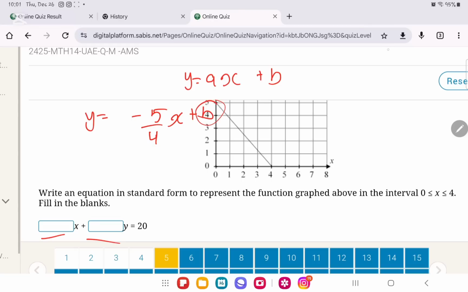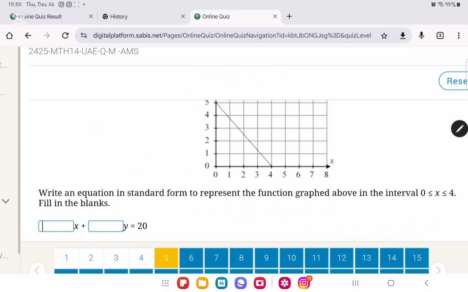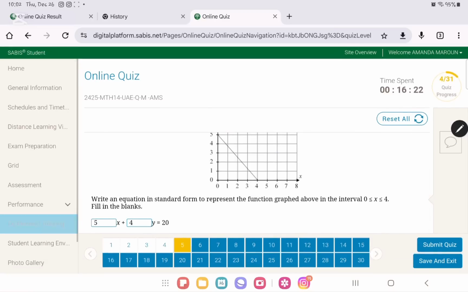So what possibly they have done is that they multiplied the whole function by 4. So that gives us 4y is equal to minus 5x, because when you multiply it by 4, you're going to remove this 4, plus 4b. If you move minus 5x to the other side, you are going to get 5x plus 4y is equal to 4b. And they told us 4b is equal to 20, so 5x plus 4y is equal to 20. And this is our final function, so 5x plus 4y is equal to 20.